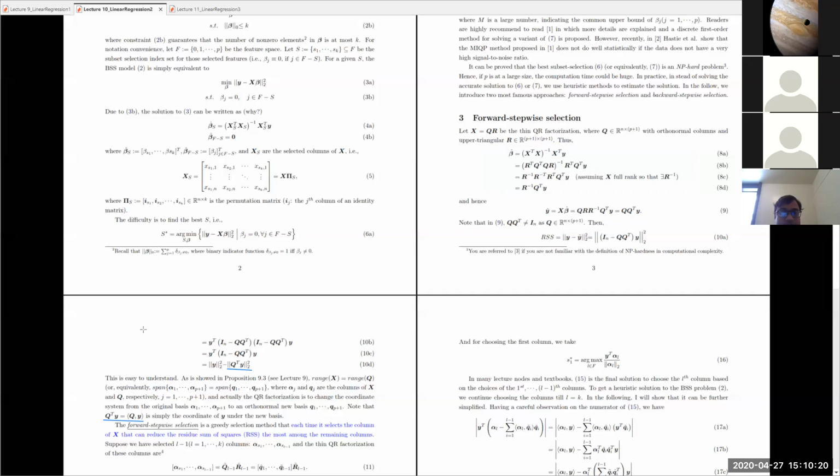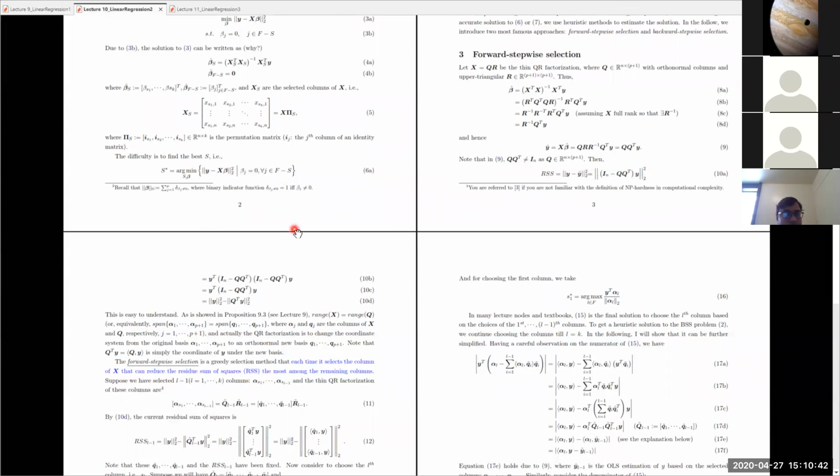This means the coordinate of Y under the new basis. Why new basis? Because all the Q columns are orthogonal. That's why this actually means the coordinate of Y in the Q basis. Okay, now these are the mathematical preparations.